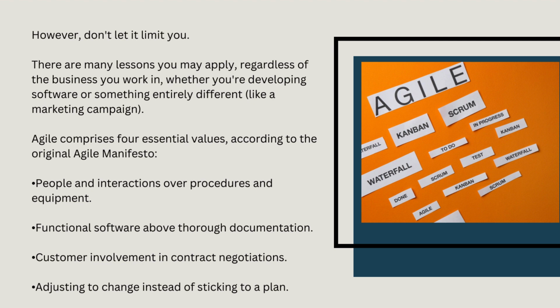Agile comprises 4 essential values, according to the original Agile Manifesto. People and interactions over procedures and equipment. Functional software above thorough documentation. Customer involvement in contract negotiations. Adjusting to change instead of sticking to a plan.